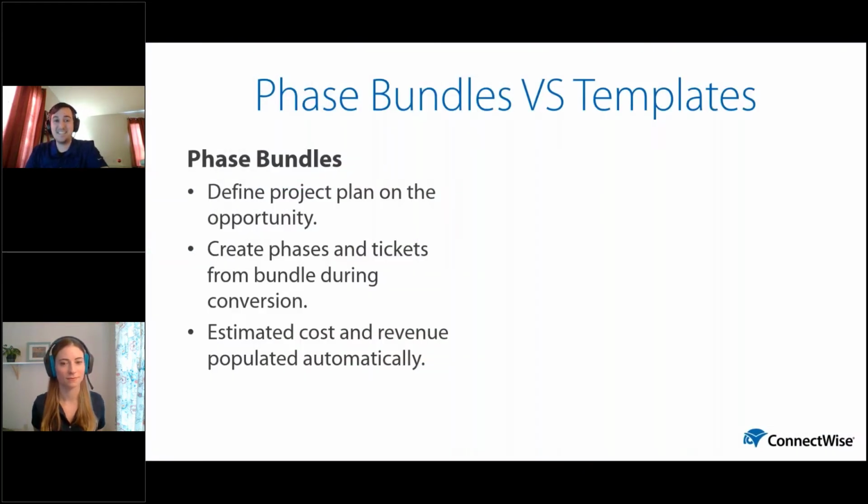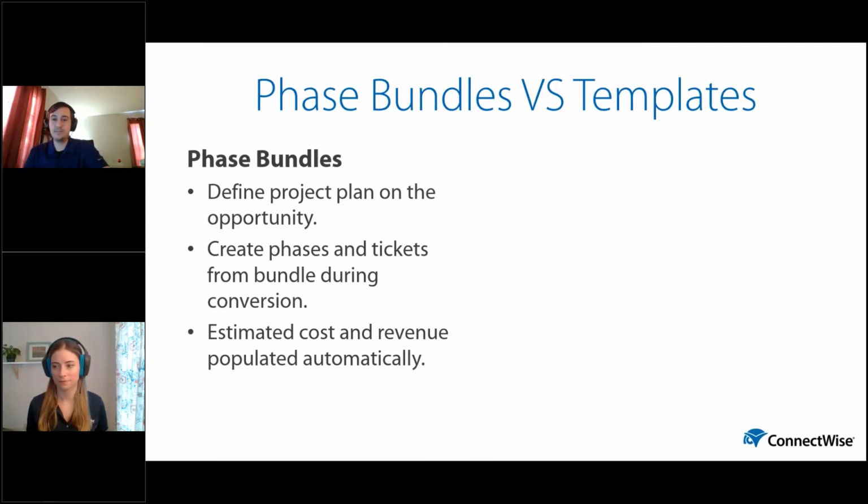And the two examples I see, one I mentioned, which is using phase bundles. What these allow you to do is define the entire project plan from the get-go on the opportunity itself. So if you've already discussed with the customer exactly which specific phases and tasks and steps need to be completed to implement what you're selling, use that information, put it on the opportunity so we don't need to re-enter it later. These phase bundles are used to create phases and project tickets from the bundle during conversion. So we can convert the opportunity and have our project work plan ready and waiting for us based on what was sold.